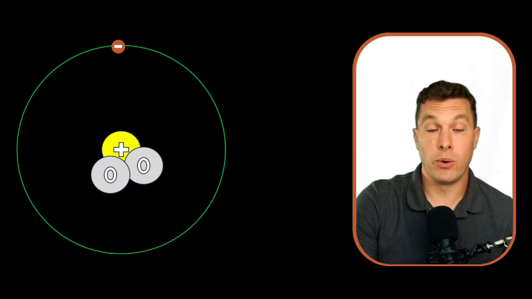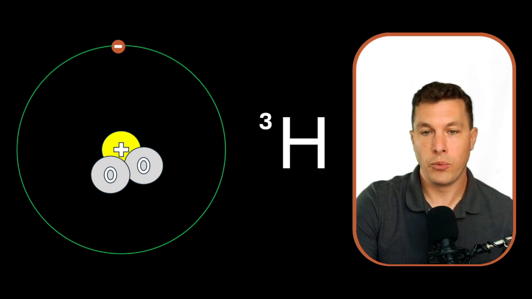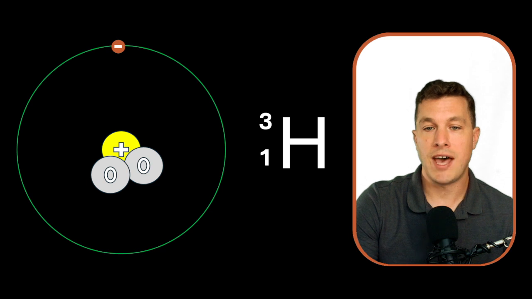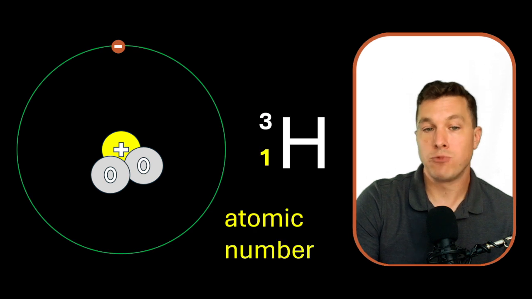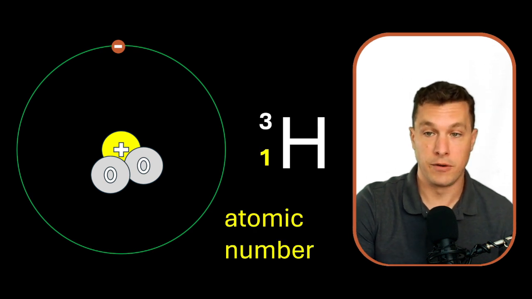Okay, so there's a shorter way to write what element we have here. We can put a little 3 with an H. And that 3 up there, as you might have guessed, indicates the number of things in the nucleus. Then we'll tack on a 1 at the bottom. And that 3, like I said, is the mass number. And the 1 at the bottom is what we call the atomic number, or the number of protons.